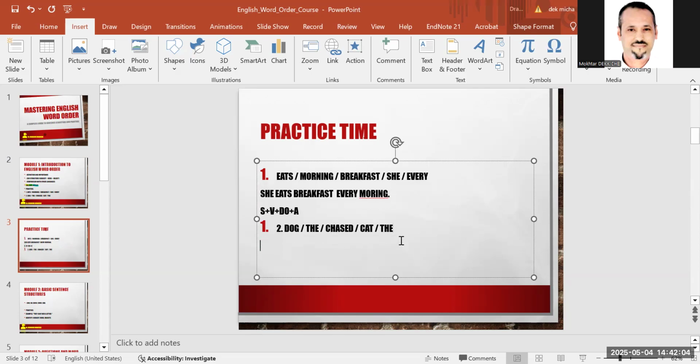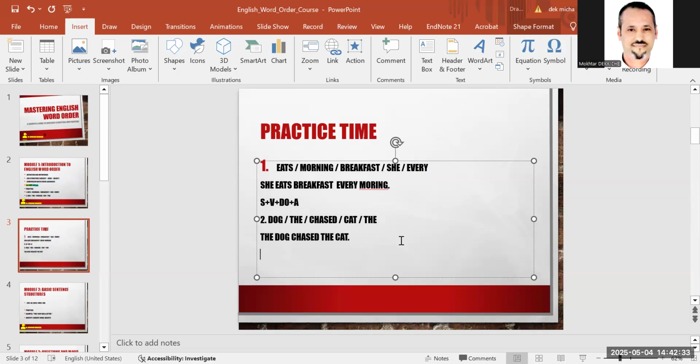And the second one here is, follow up here. We have dog, the, chased, cat, the. Here, we begin with the dog chased the cat, and full stop. The dog is the subject, chased is the verb, and the cat is the complement.